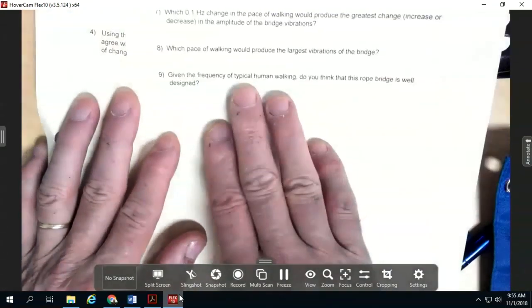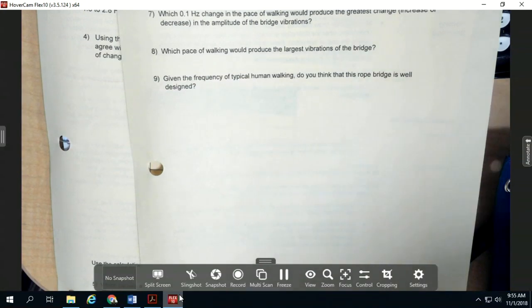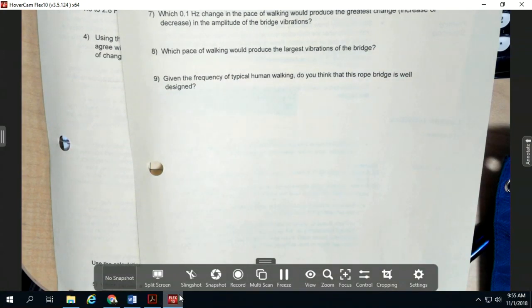Given the frequency of a typical human walking, do you think that this bridge is well designed? Certainly not well designed for people who are going to be walking across it. Okay, when we come back, we will start linear functions.